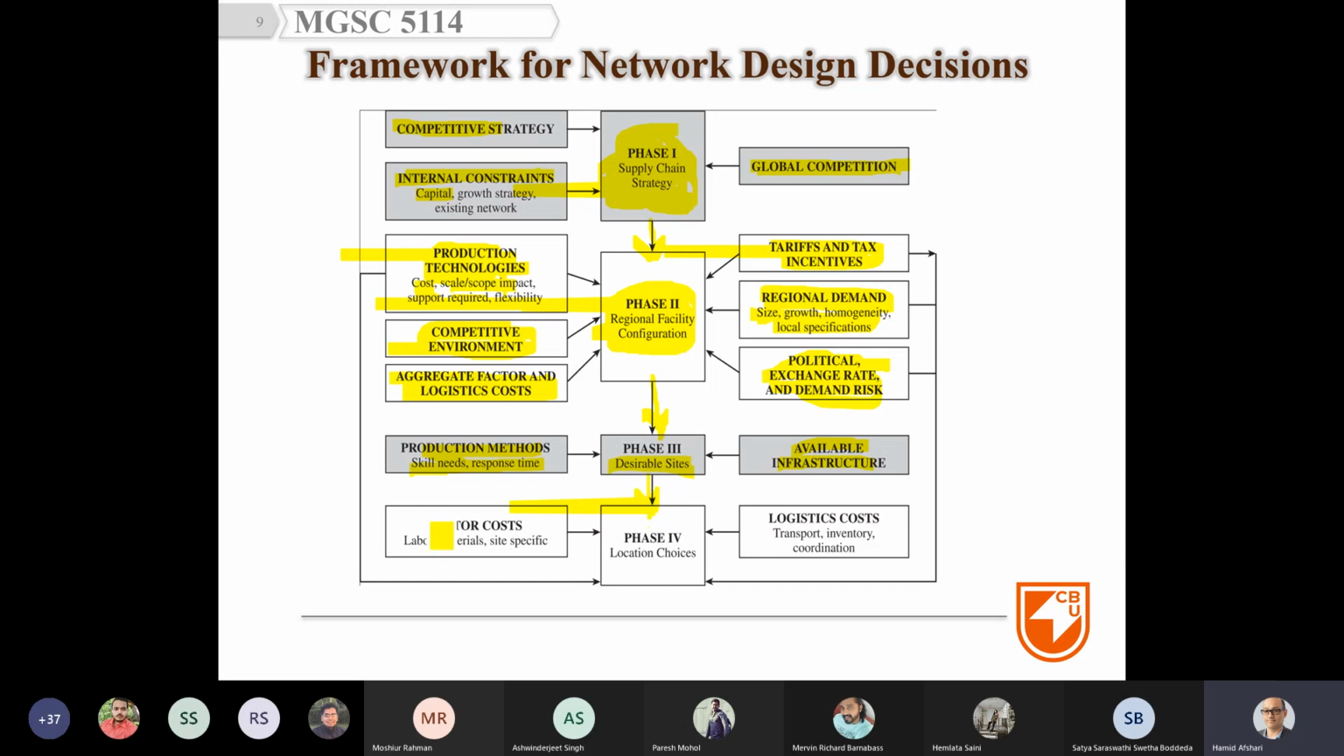In the last stage, you will consider factor costs such as labor, material, and specific costs related to that location. You will also consider logistics costs: transportation, inventory, and any cost you will need for the final stage. In the final stage, you will have two or three options, then you will choose one as the output of this process. Is it clear for everyone? Should I explain any part of it again?